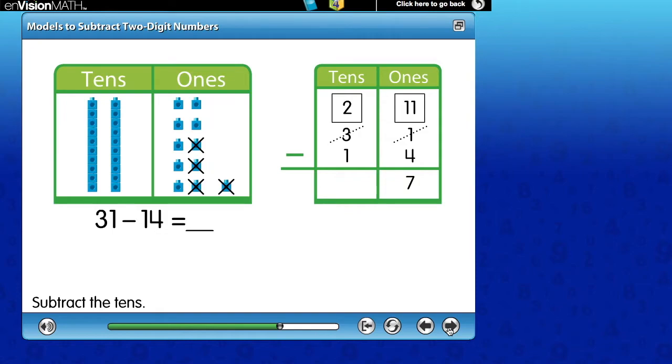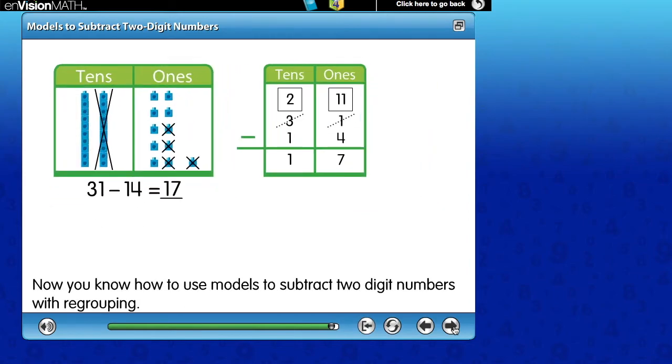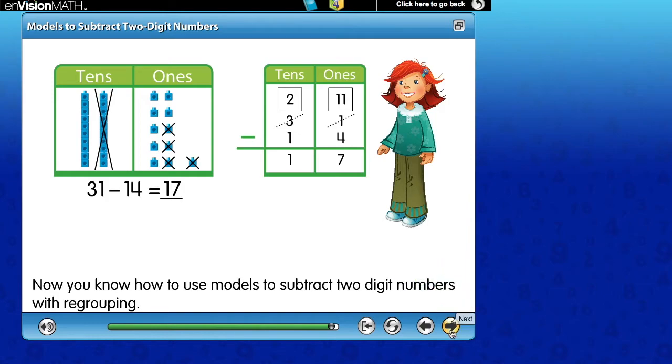Subtract the tens. Our problem in our tens column is now 2 minus 1. Why is there a crossed out 10 tower? It shows the 10 to subtract. How many tens are left? There is 1 ten left. So 31 minus 14 equals 17. Now you know how to use models to subtract two-digit numbers with regrouping.